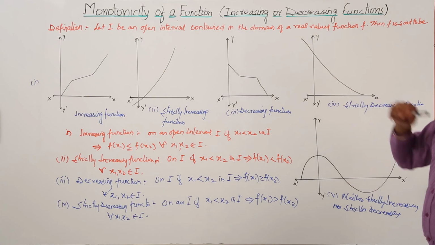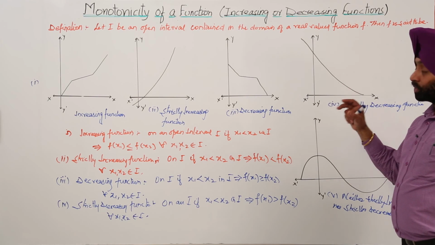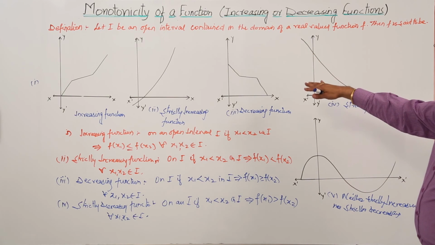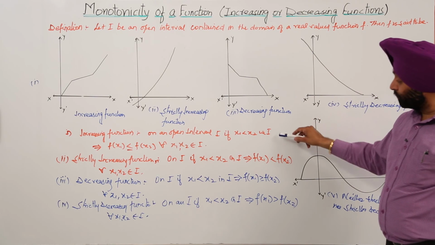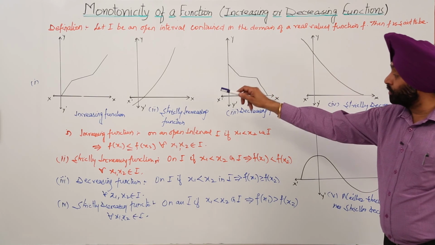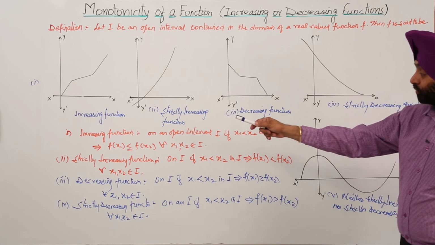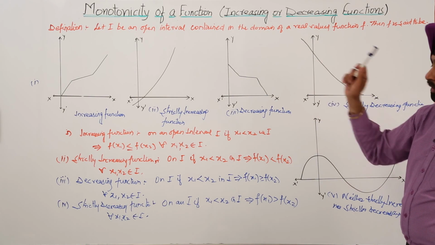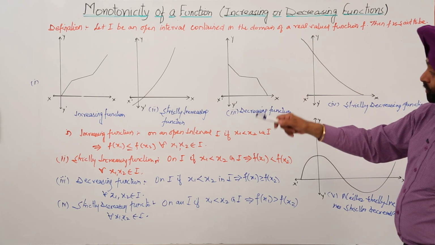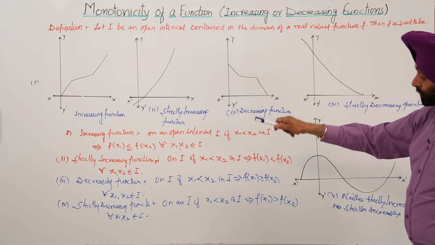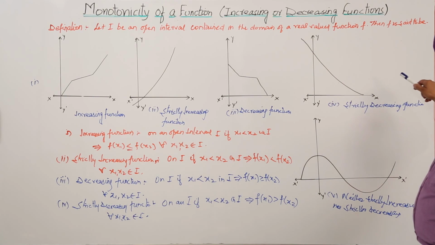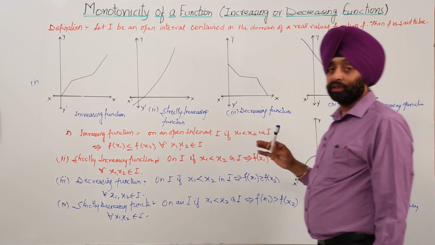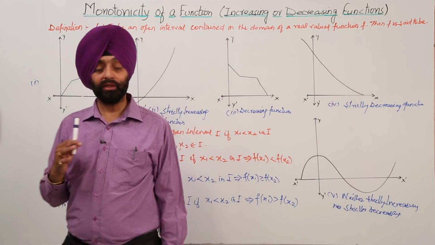So these are the four basic definitions for the increasing or decreasing functions, and I have given the definitions along with their graphs. Okay, so first one, increasing function, you can just check it. Second one is strictly increasing function, it goes directly upwards. Then decreasing function like this one, and strictly decreasing function like this one. Okay, so these are some basic definitions for the increasing and decreasing functions.